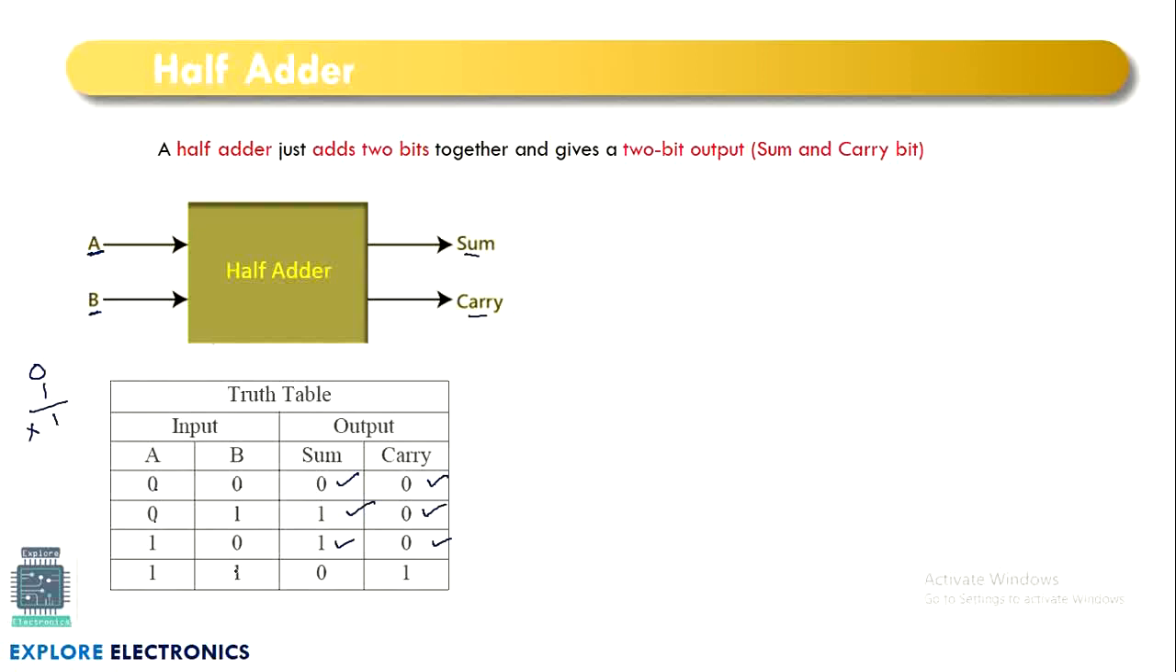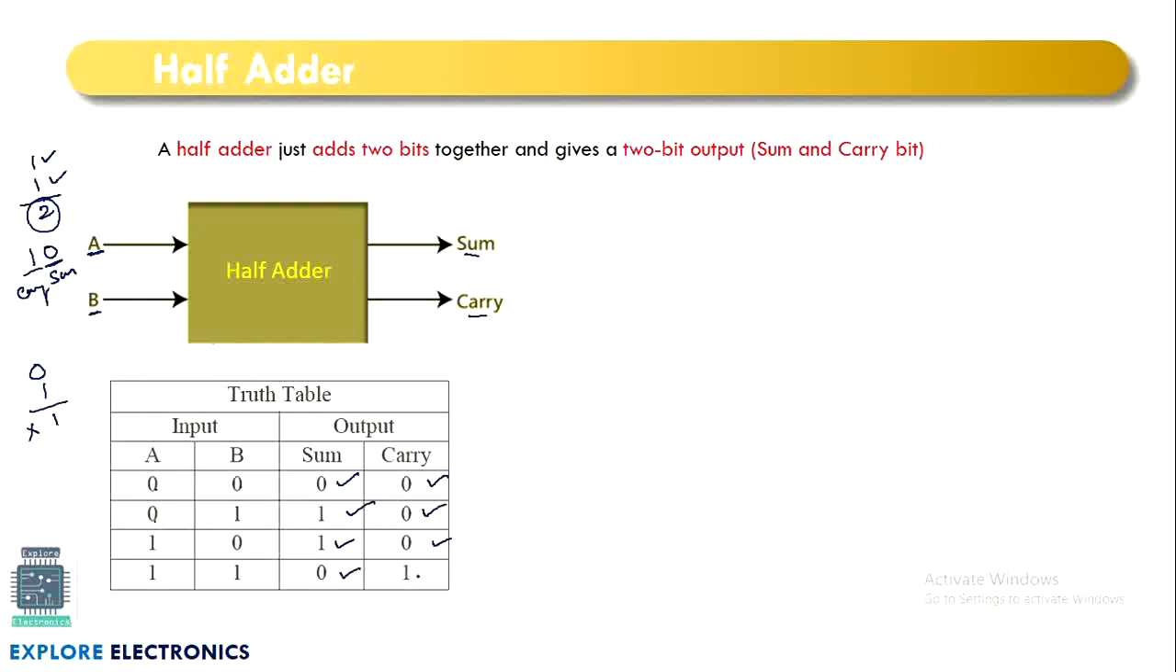When we are adding 1 plus 1, what is 1 plus 1? If you add 1 plus 1 in decimal, it is 2. Similarly, in binary, if you add 1 plus 1, we need to represent this 2 as 1 0. Means this 0 is sum and 1 is carry.